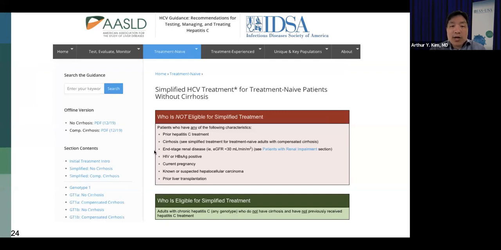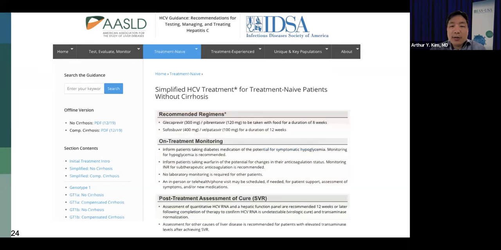Those living with renal disease do have options, but they do need to be thought through a little bit more. HIV, while many of us in this audience may be very facile with treating hepatitis C and the drug interaction potentials generally, this is still not on the eligible simplified list. And current pregnancy is not on the list. There's only a handful of patients who have been documented to be treated with DAAs and those with advanced liver disease.